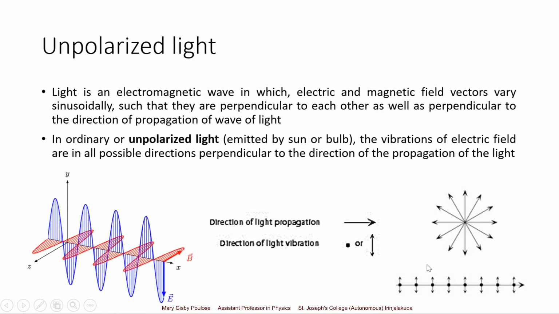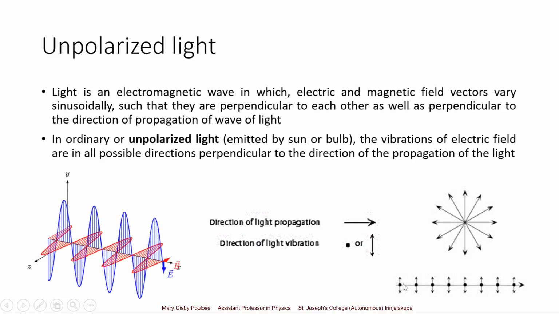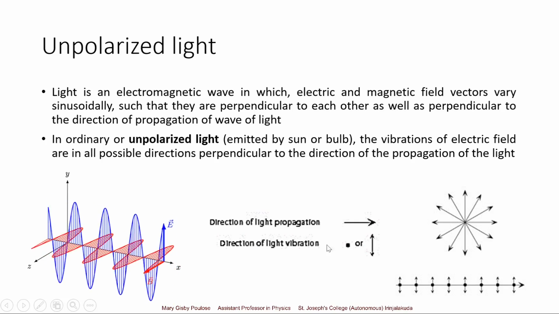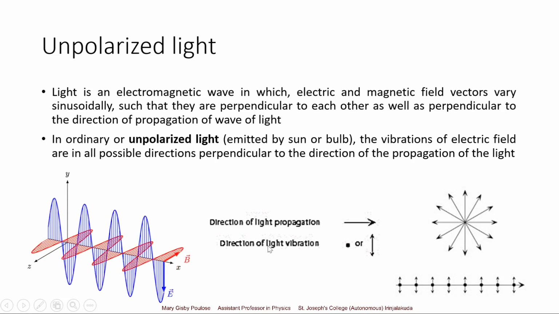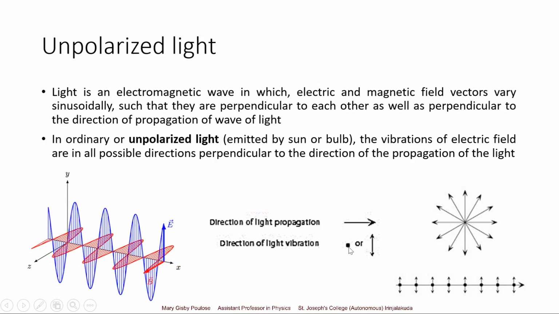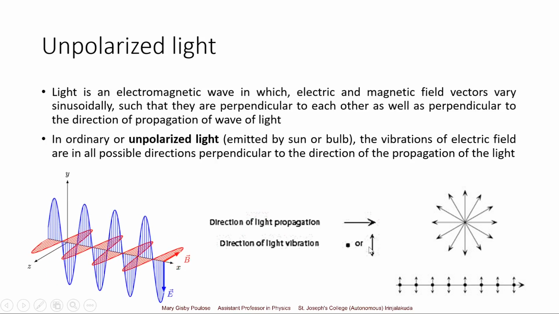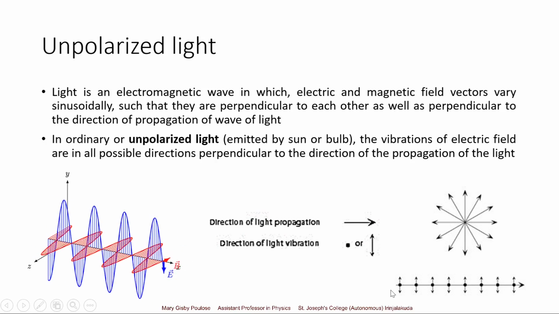It can also be represented in terms of this picture here, where we have vertical lines, vertical arrows and dots at the center. Okay, so if the direction of light propagation is in this direction, the direction of the light vibration is either in the dotted or in the vertical lines. And this representation is used for unpolarized light.